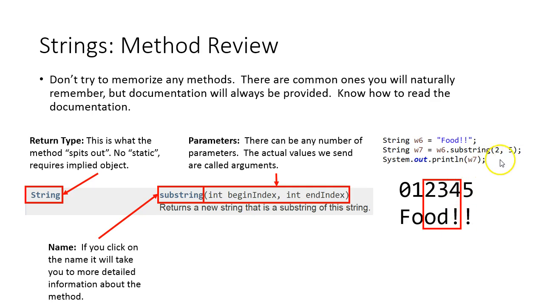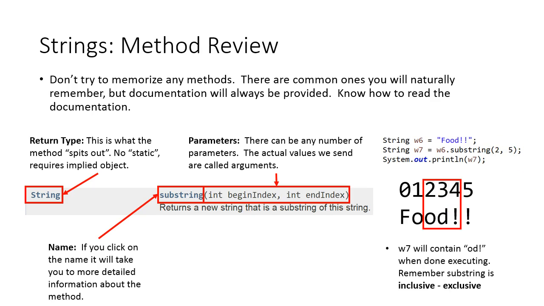A nice little thing to note with substring is that when we subtract the first parameter from the second parameter, we'll get the length of the resulting string. 5 minus 2 is 3. So like I said, W7 will contain "od!". And again, remember, substring is inclusive, exclusive. As a kind of thing just to keep in the back of your mind, if you're ever not sure, go with inclusive, exclusive. It tends to be what people use. But it's not always that.